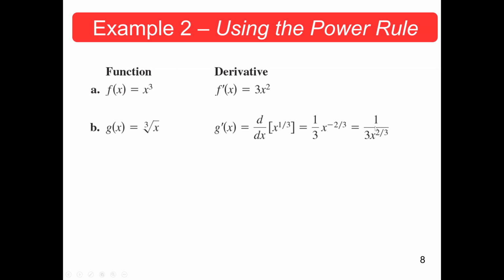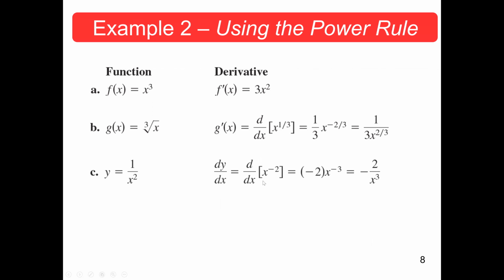And we can rewrite it as 1 over 3 times x to the power 2/3. Because we find the reciprocal, we change the negative exponent to positive. We bring the -2/3 down.